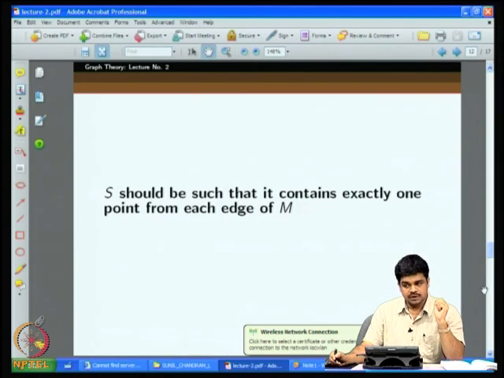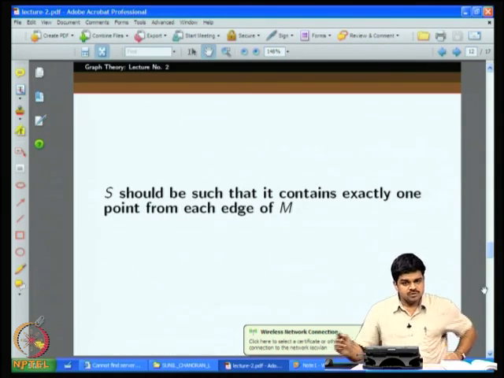So definitely the cardinality of any vertex cover has to be at least alpha dash of G. Now, but it can be more than that. We have to somehow demonstrate a vertex cover of cardinality exactly equal to alpha dash of G. This is our aim. To do this, we will do the most straightforward thing.